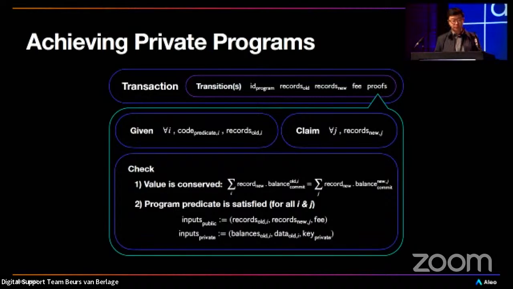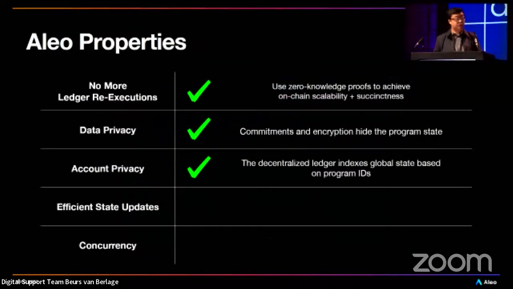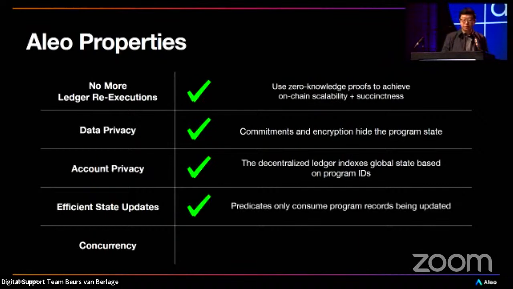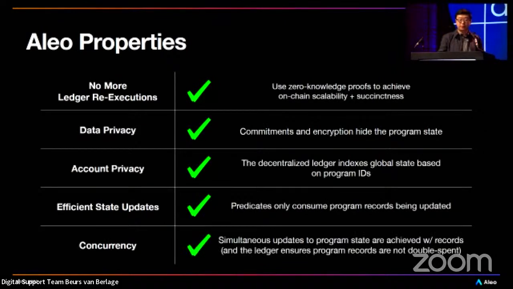And so we now see that in this model, we have achieved account privacy since the decentralized ledger indexes global state based on program IDs, not on the addresses corresponding to each account. We also see that the corresponding records are consumed to update a program, and so state updates are efficient. We no longer need to consume the entire program state. And because of that, programs are now updated concurrently without issue. And so this is how we arrived at our design for Aleo.